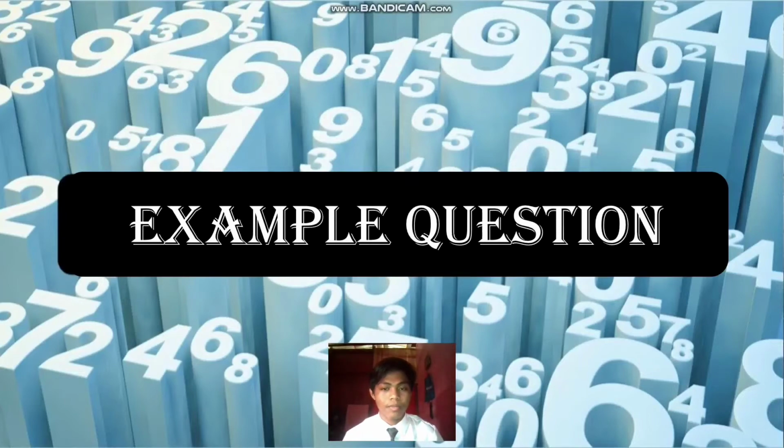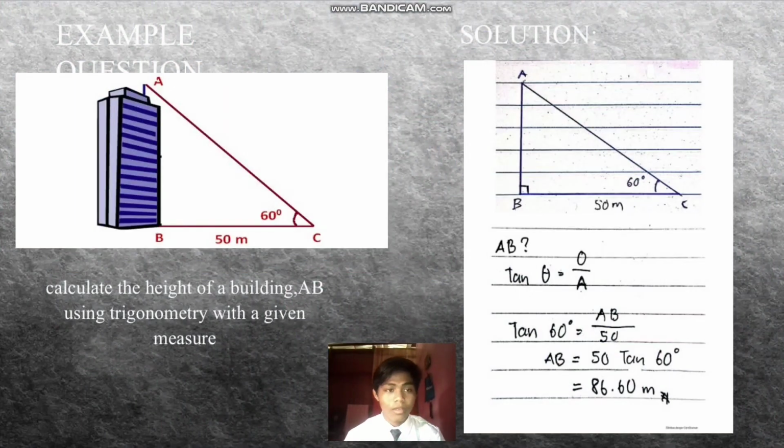We go to example questions. Example question 1. Calculate the height of a building AB using trigonometry with a given measure. The solution for this question: we already drew the triangle with the measure given, same as in the diagram.